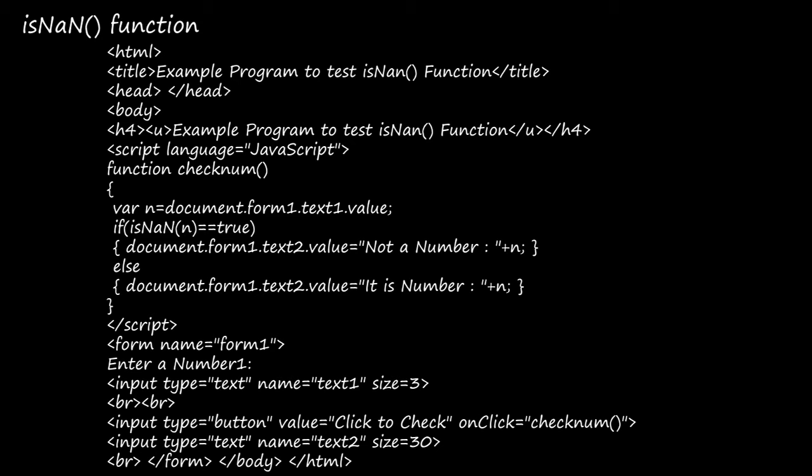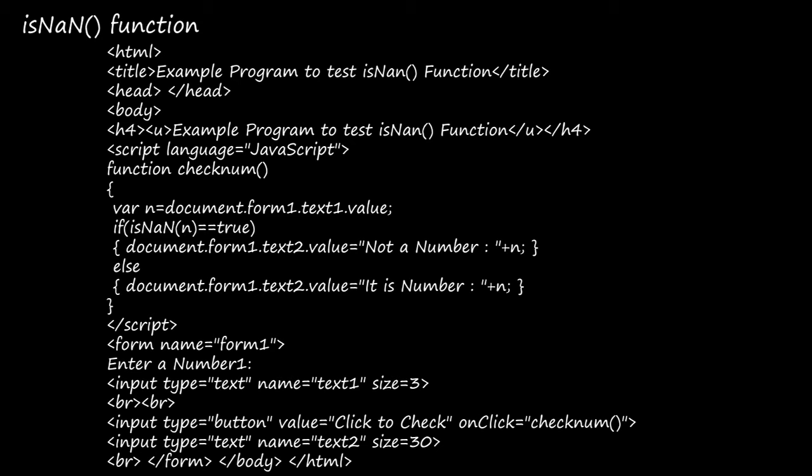So here in the function check num of, variable n is equal to the value there, whatever value you are entering here in this box, and enter a number, that whatever you are entering will be taken there. And then if isNaN of n is equal to true, this is not a number, it will be displayed along with the input which you have given. It will be saved in n, right?